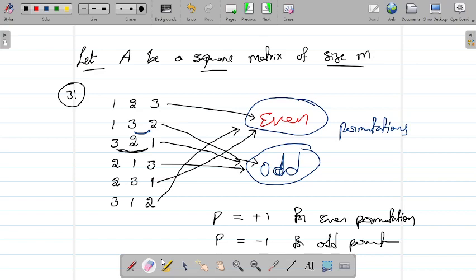Determinant of A, where A is definitely a square matrix. For square matrices only, we are going to talk about the determinant. So this is how it is defined.